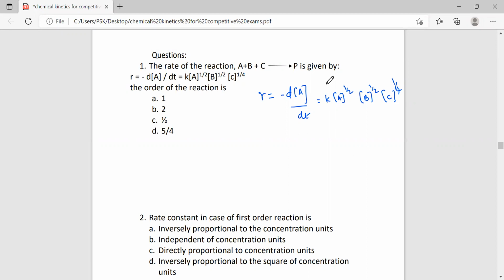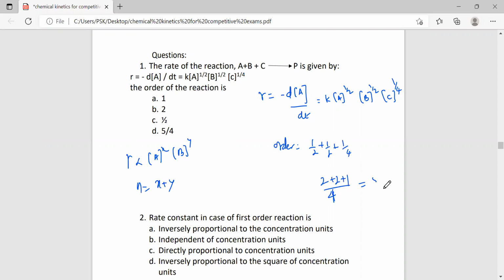So what is the order of the reaction they're asking? The overall order of the reaction we learned it as, for a general equation, rate is directly proportional to A to the power x and B to the power y. If we write, the order n is given as x plus y, the sum of the powers here. So the overall order of this reaction is equal to 1 by 2 plus 1 by 2 plus 1 by 4. So the LCM will be 4. So you will get 2 plus 2 plus 1 divided by 4, which is nothing but 5 by 4. The overall order of the reaction is 5 by 4. Did you understand?